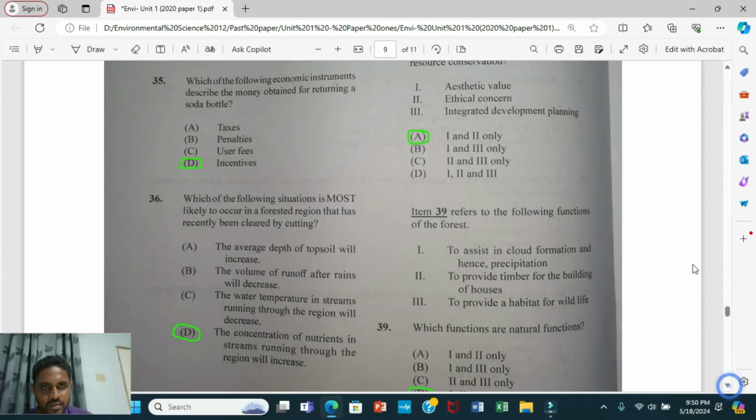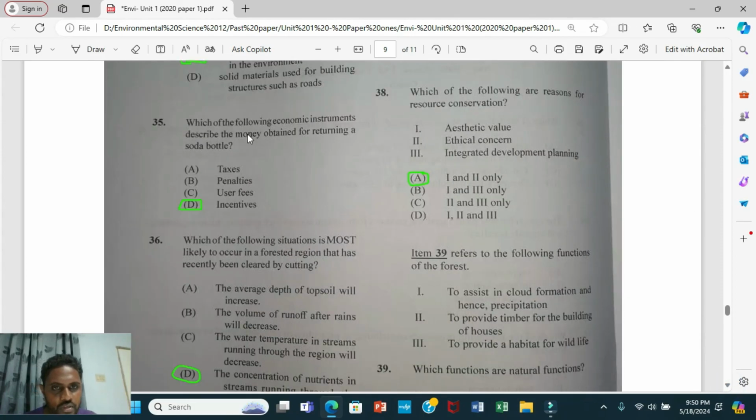38. Which of the following are reasons for resources conservation? 1. Aesthetic value. 2. Ethical concern. 3. Integrated development planning. The best answer would be 1 and 2 only. 39.